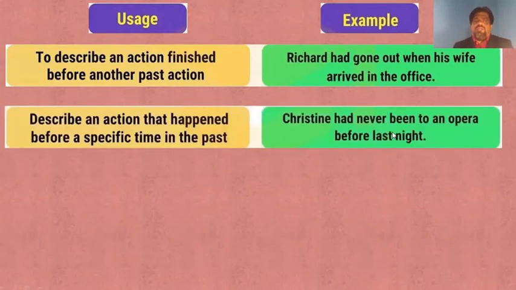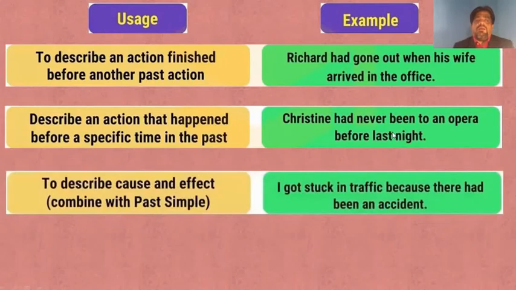Now another usage, describe an action that happened before a specific time in the past. So I say it's not a single point of time, but an elongated period of time, that we must remember. Christine had never been to an opera before last night, not at a particular moment, but over an elongated period of past time.